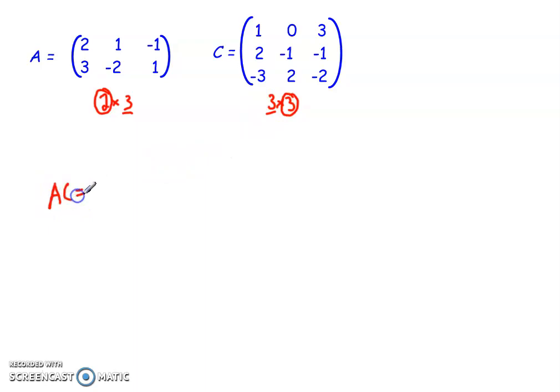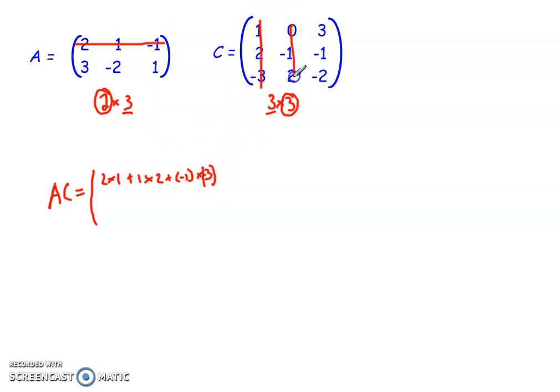So what I can do is just do the exact same set of steps. For matrix AC, I'm going to take the first row and go through and combine it with each column in turn. So the first row is combined with the first column to give me entry 1, 1. That's going to be 2 times 1 plus 1 times 2 plus negative 1 times negative 3. My apologies.